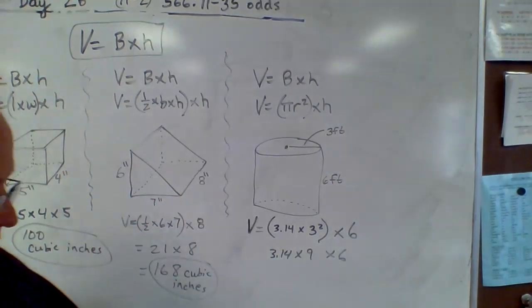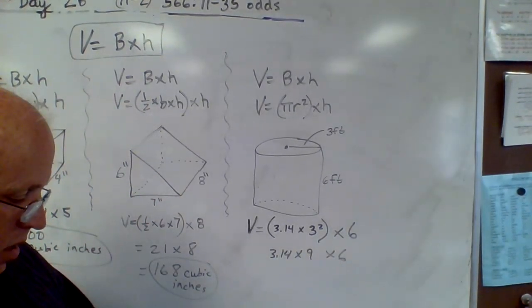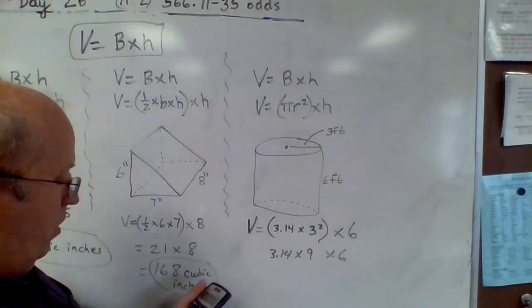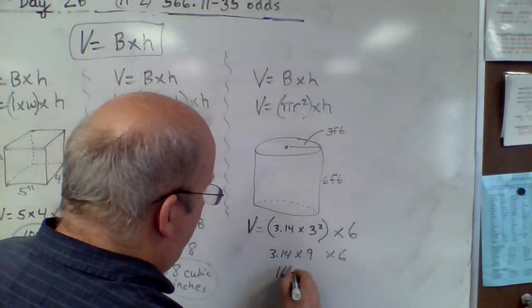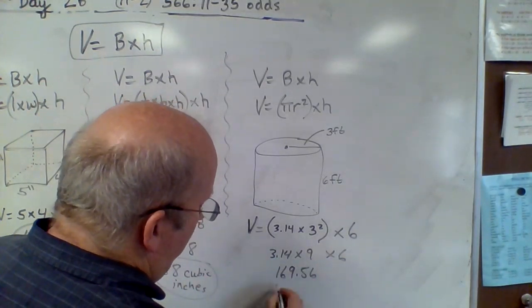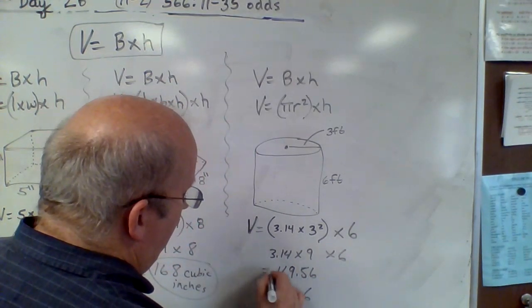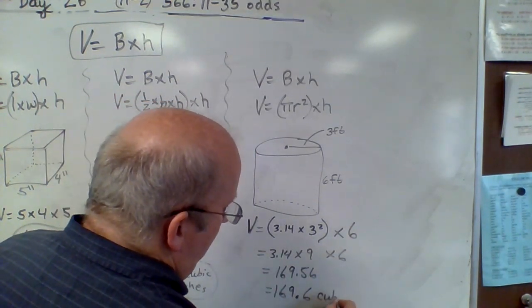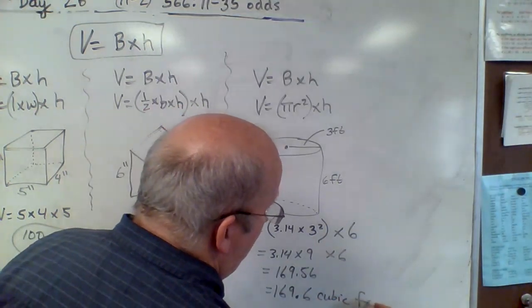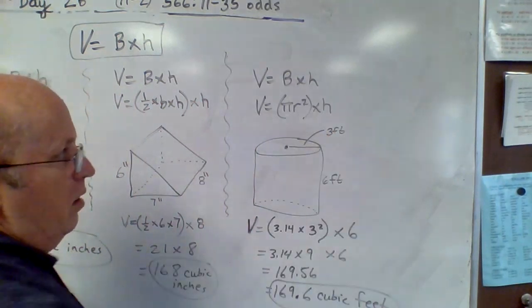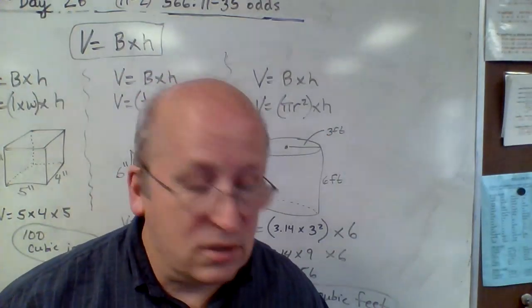Let's pull out a calculator, clear it off. And I get 169.56, which I'm going to round to tenths because that's what your directions are going to ask. And I'm going to write it, in this case, as cubic feet because that's what our label dictates.